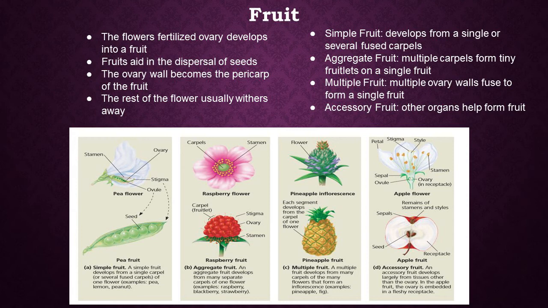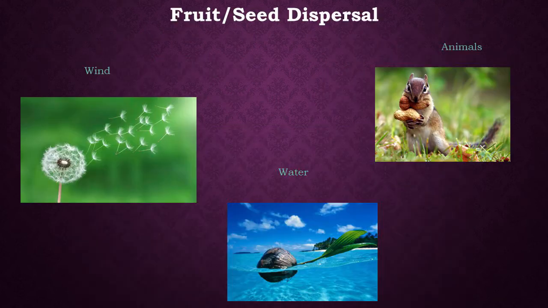Then there are 2 slides on how fruit is developed, and then the next slide is how fruit and seeds are dispersed. Through the wind, they form a wing or a parachute-like structure that enables them to glide with the wind. Water, some fruits develop buoyancy so they can be carried by the ocean. And animals, they obviously take them away from where they find them.